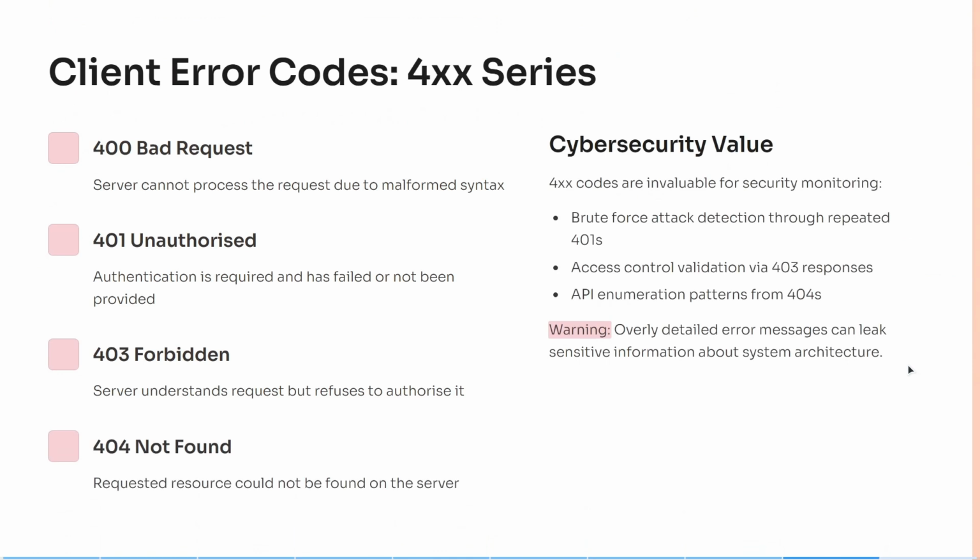Now let's talk about client error codes. 4xx codes mean the client made a mistake. For example, 400 means bad request. Server cannot process the request due to malformed syntax. 401 means login is required, or you can say unauthorized. Authentication is required and has failed or not been provided. 403 means access is denied. Server understands the request but refuses to authorize it because you don't have permission to see or access it. 404 not found. Requested resource could not be found on the server.